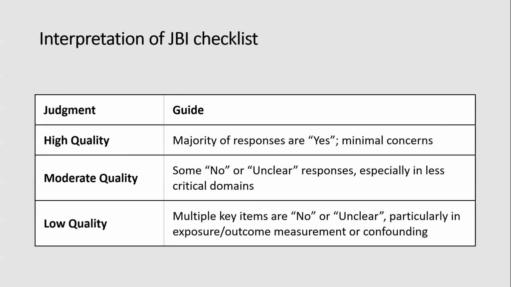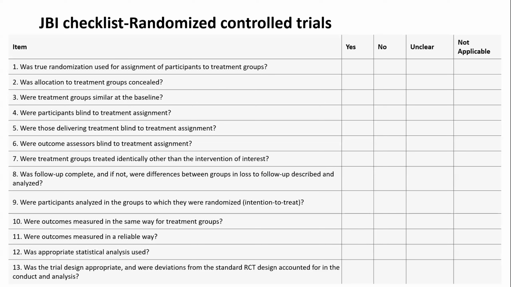Now, interpretation. Sorry, here I forgot to tell one thing. Each yes will score as 1. If all items you say yes, it will be a score of 13. And no and unclear will be 0. Even not applicable is also 0. So you only have to focus on the yes and no.